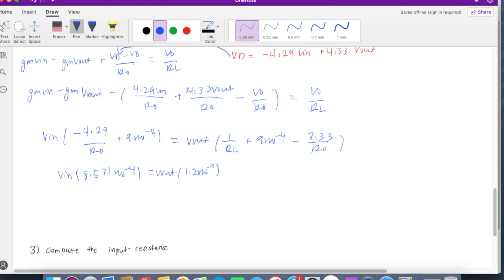Now we might have skipped some steps, but I'm really not here to teach you algebra. So I'm assuming you guys all have very strong algebra skills. So once we divide both sides by V in and 1.2 times 10 to the negative 3, then what we're simply left with is 0.71 volts per volt. And this will be our voltage gain. Now, if you guys can do this, you guys can definitely do any other transistor voltage gain problem. This is by far definitely the hardest and the longest one.